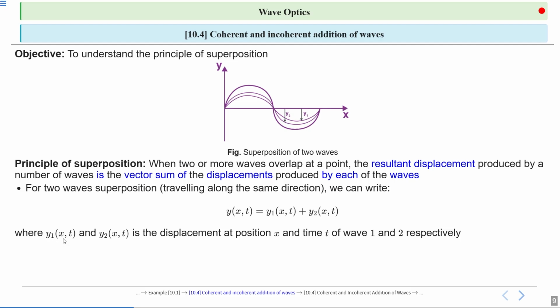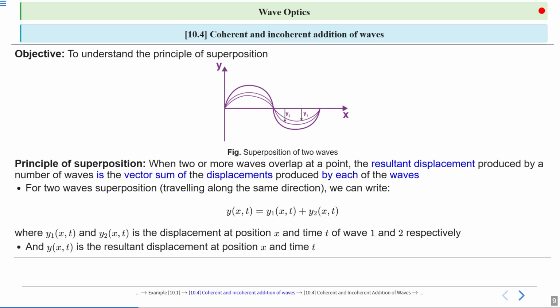So where y1(x,t) and y2(x,t) are the displacements at position x and time t of waves 1 and 2 respectively, and y(x,t) is the resultant displacement at position x and time t.